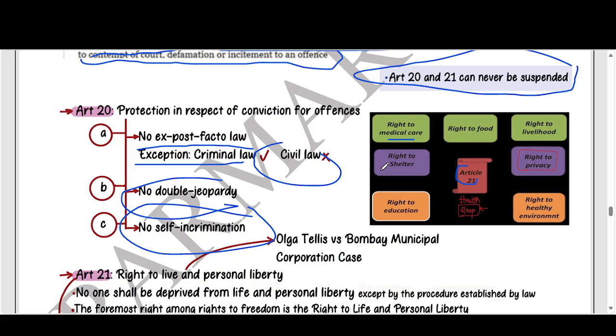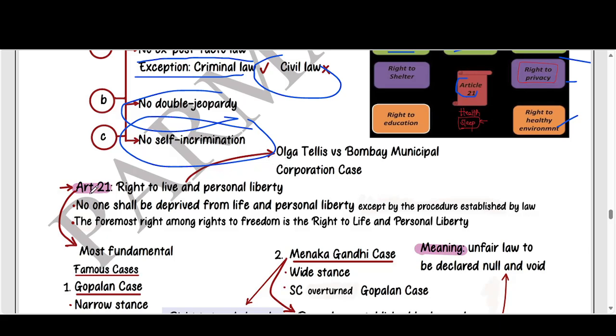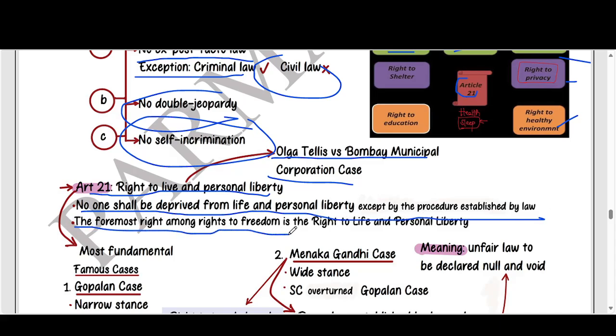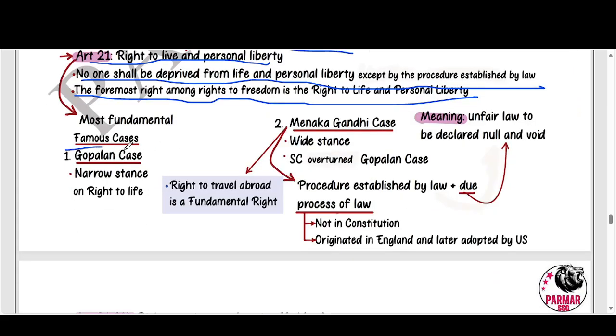Article 21: right to medical care, right to shelter, right to education, right to food, right to livelihood, right to privacy, right to a healthy environment, right to healthy sleep. Article 21, the right to life and personal liberty: no one shall be deprived of life and personal liberty except according to the procedure established by law. The foremost right among the rights to freedom is the right to life and personal liberty. Most famous case, the Gopalan case, took the stance of the procedure established by law. Right to travel abroad is a fundamental right.